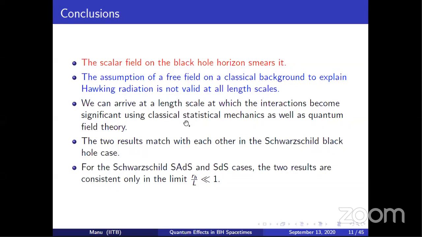And we explicitly calculate at what length scales it is valid and at what it is not valid, using two approaches, which are a statistical mechanics approach and a quantum field theoretic approach. And we see that for the Schwarzschild black hole, it is exactly matching. Whereas for the Schwarzschild AdS and Schwarzschild dS cases, the two results are exactly consistent for R_H by L much less than one. But the order of magnitude remains the same for all values of chi.